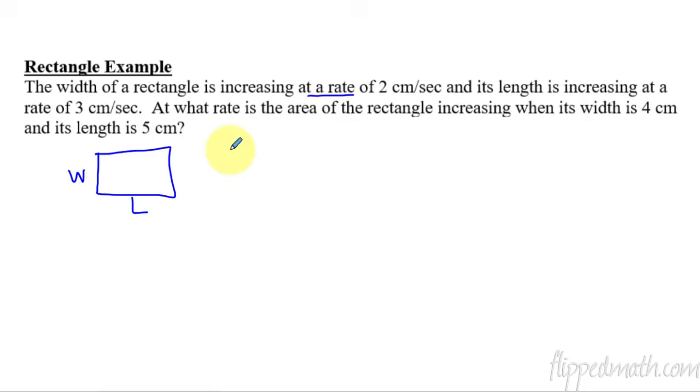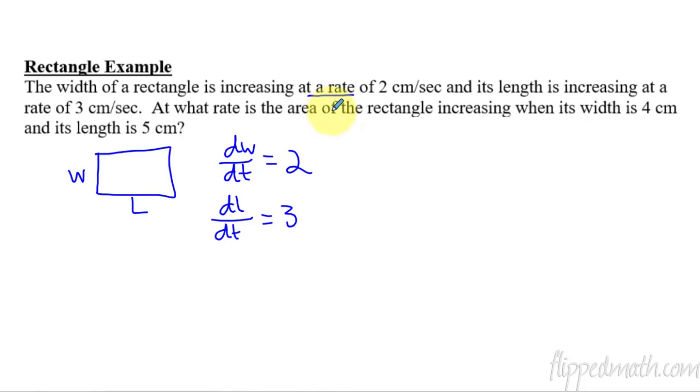So we're going to say that the width, dw dt, the rate of change of width, is going to be increasing, which means it's a positive 2. I don't need to write centimeters per second. I can leave that part off. Okay, we'll come back to the units when we get to the very end of solving the problem. Now, what about a length? Length is increasing at a rate of, so the rate portion tells me that it's dl dt. So I'm just making a list of all of the things they give us. So that's going to be 3 centimeters per second.